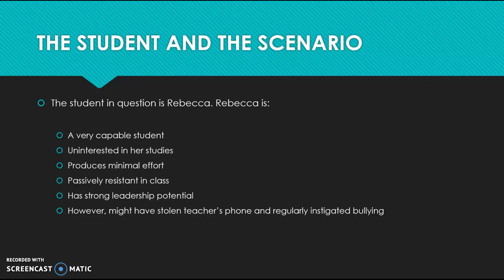Academically, from what I've observed, I feel like she can perform a lot better only if she would dedicate herself more. Maybe it's a matter of her not finding the subjects interesting, and there could be some way I could make the content matter more appealing. She has very strong leadership potential as well. However, she's passively resistant in class, and she seems to be also involved in bullying and might have stolen a teacher's phone.